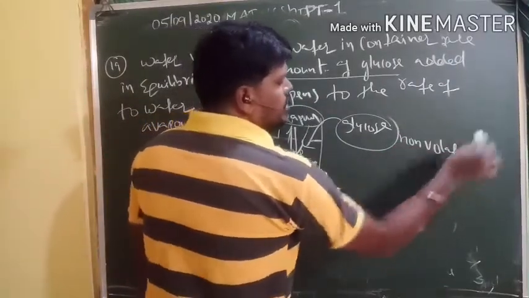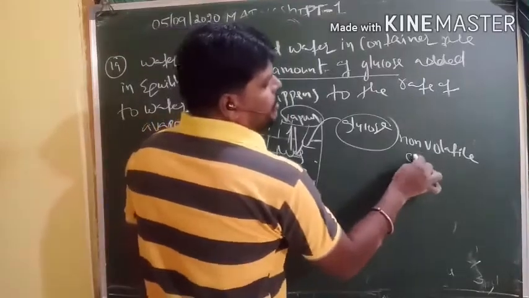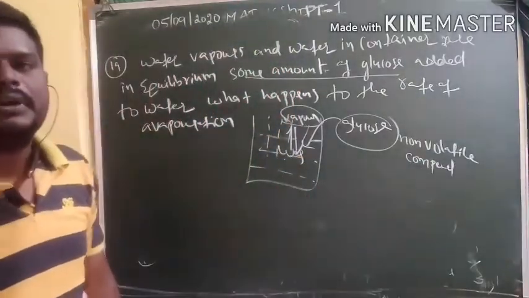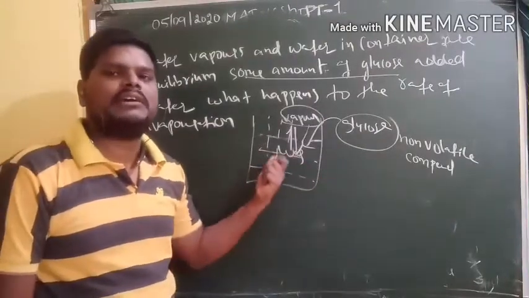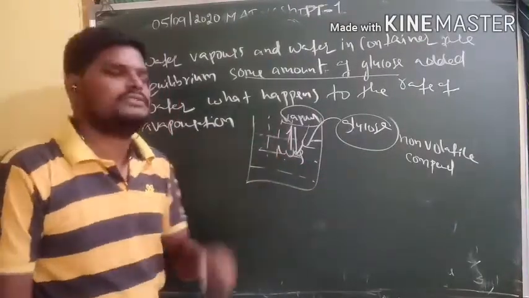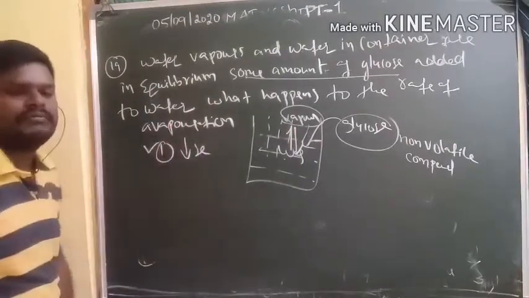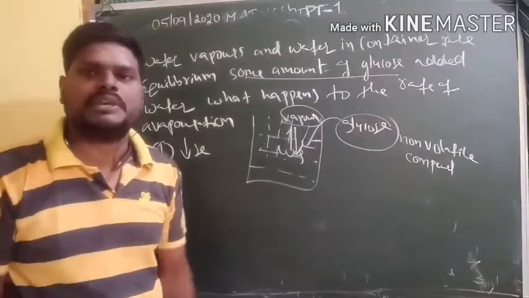Glucose is a non-volatile compound, right? Non-volatile solid. Non-volatile means the rate of evaporation will immediately decrease. So the first option is correct: decrease of rate of evaporation.